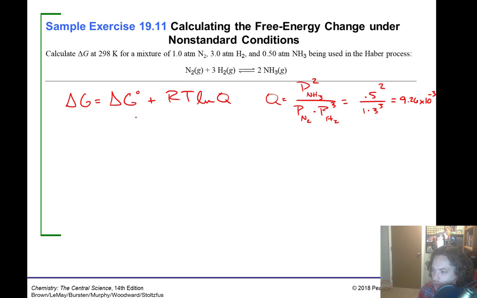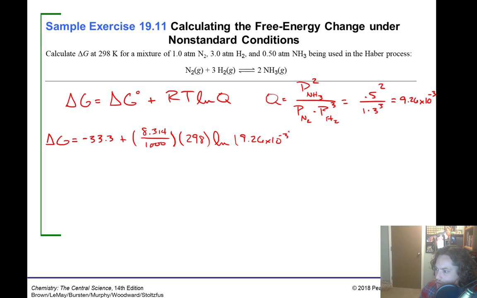Delta G standard I went ahead and calculated earlier, so we didn't waste any time in the video. For that I got negative 33.3 kilojoules per mole, plus our R value, which is 8.314 but in joules, so we have to divide that by 1,000, times the temperature they give us, 298, times the natural log of our Q value, which we just got as 9.26 times 10 to the minus third.